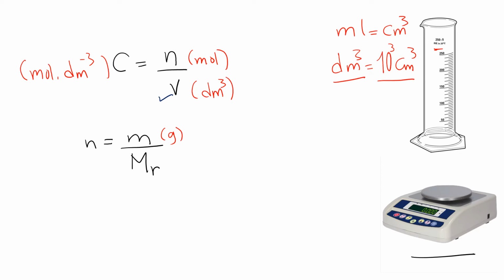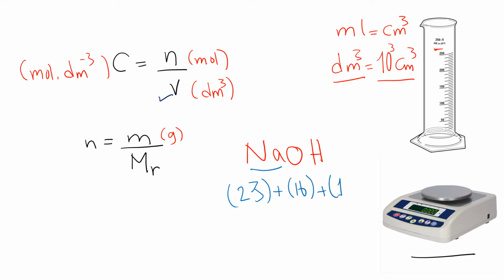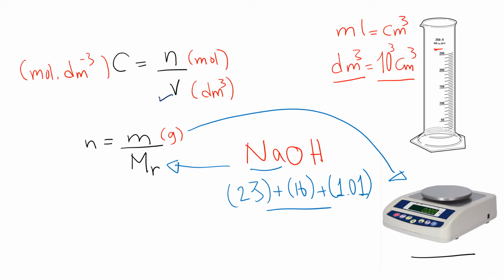So for example, if you're using NaOH, you check the periodic table and you will find that the mass number for Na is 23, for oxygen is 16, and for hydrogen is 1.01, and this is what you will use to calculate the molar mass. But for the mass, you will just put the desired amount on the scale, and you will be able to find the number of moles that will be used here to calculate the concentration.